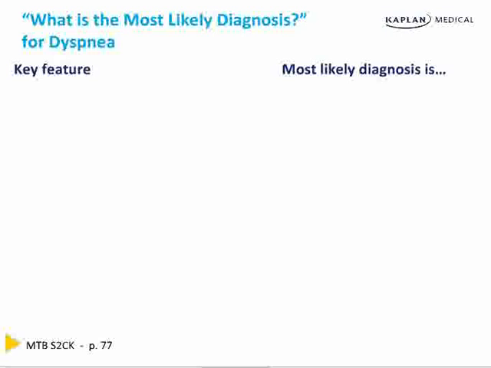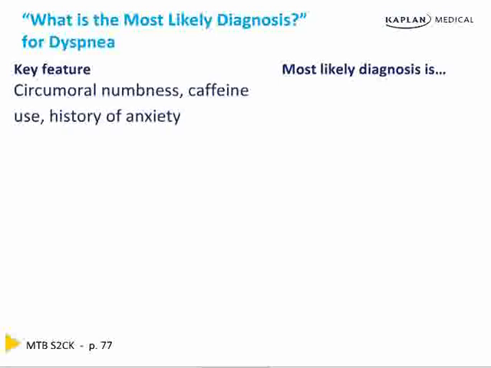The most common question on Step 2 USMLE is, what is the most likely diagnosis? So in this case, for shortness of breath, the key feature is circumoral numbness, caffeine use, or history of anxiety. If you see those things in the history, the most likely diagnosis is a panic attack. Circumoral numbness happens because as you hyperventilate, it increases the binding of free calcium to albumin. When you lower the level of free calcium in the blood, that provokes a premature depolarization of the neural tissue. It makes you numb around your mouth.